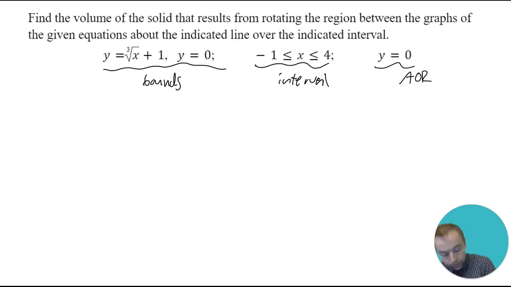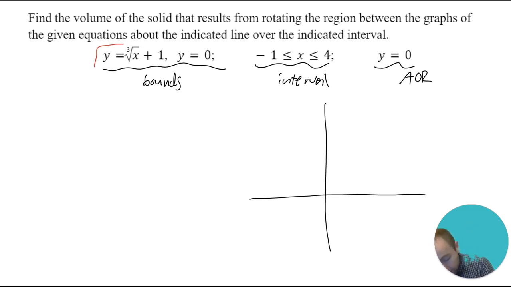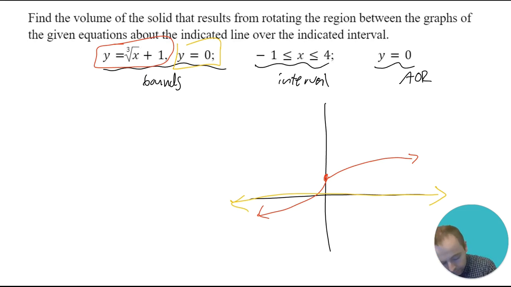So if we sketch out what is happening in this scenario, we've got the graph of y equals cube root of x plus 1, which should be the cube root function shifted up 1 unit, so it should look something like this. And then we also have y equals 0, which is a horizontal line, actually the x-axis. And then on the interval from -1 to 4, right there at an x-coordinate of -1 is the x-intercept of that cube root function, and then you go all the way to 4 over here.